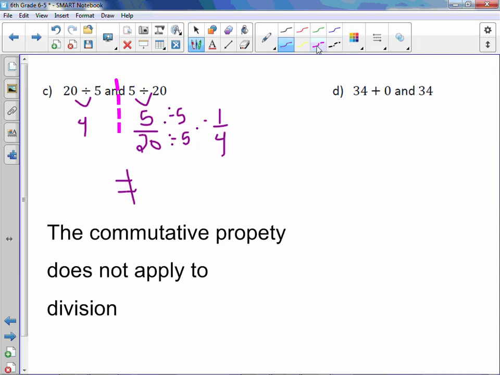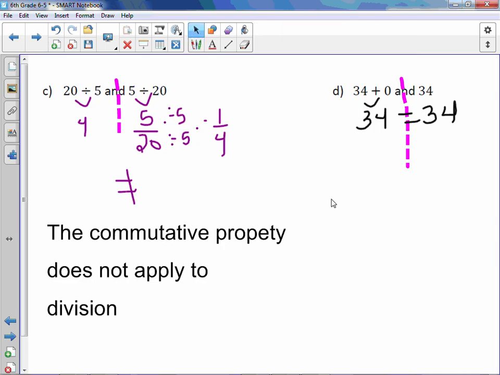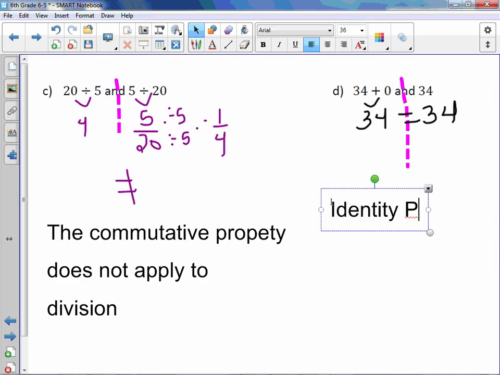Letter D. 34 plus 0 and 34. Well, 34 plus 0 is 34, and 34 is simply just 34. Those are equal. So what this is showing here is the identity property.